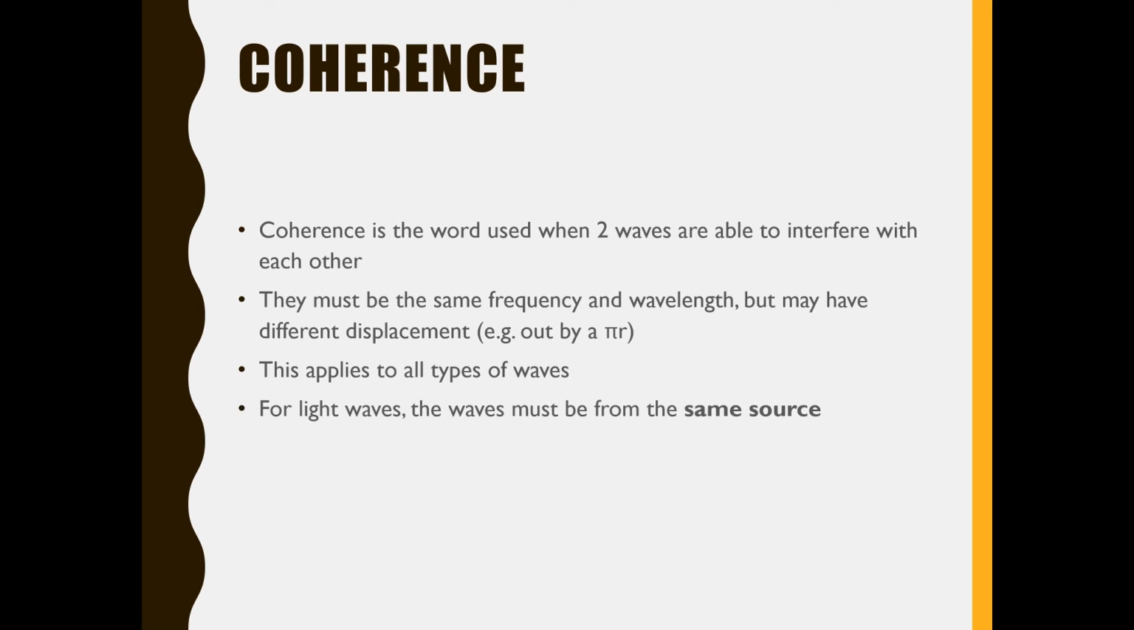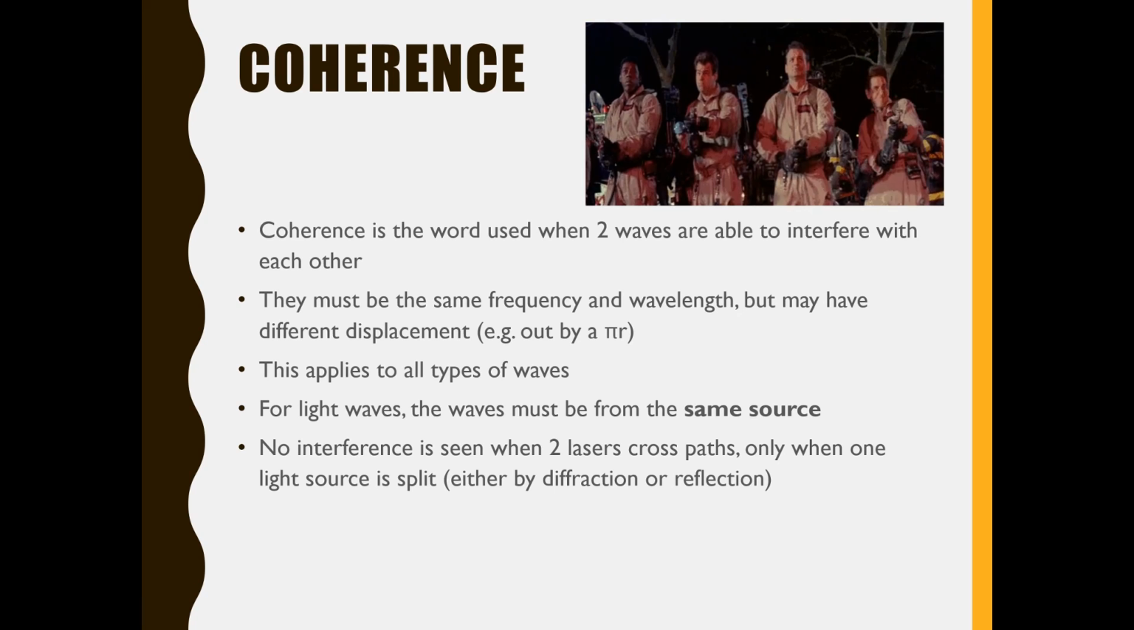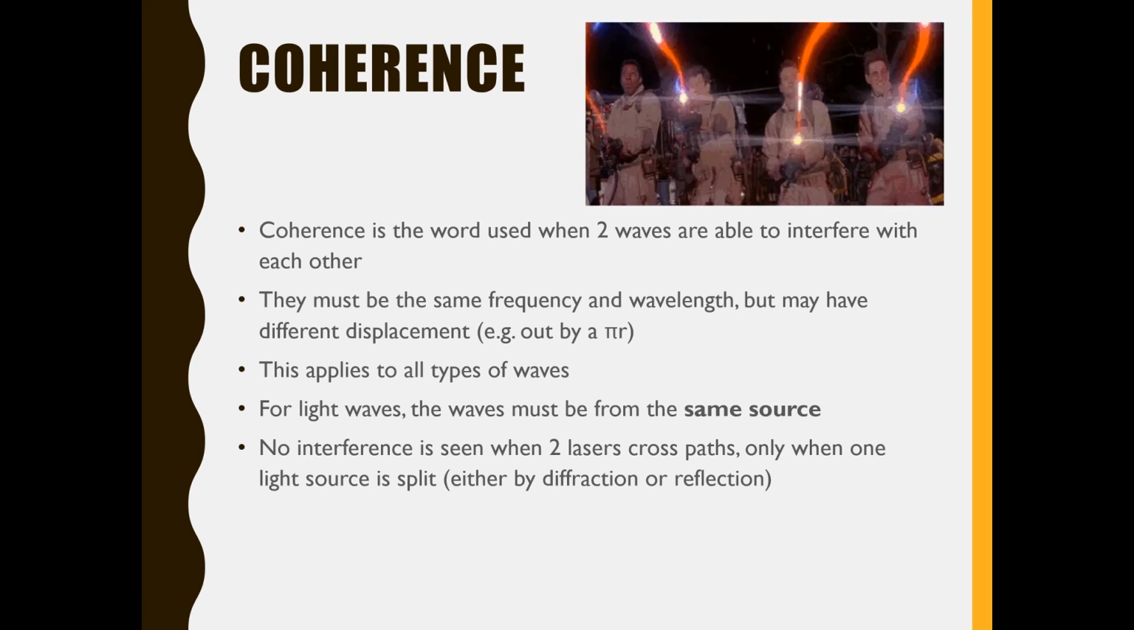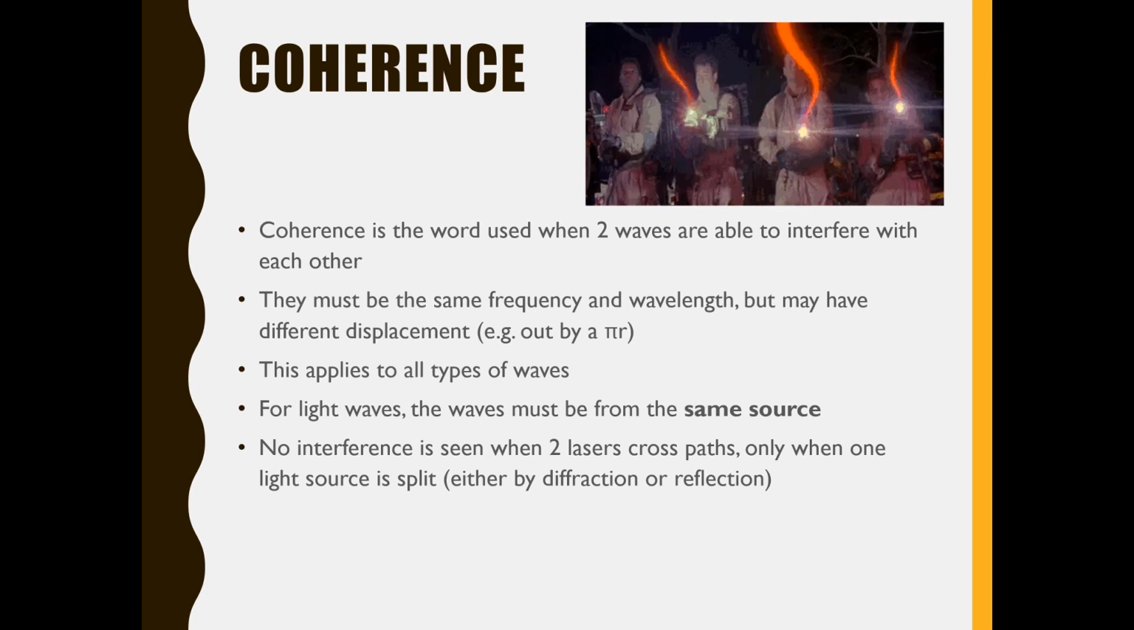So if you took two light waves from the same source, then you can have coherent light. They will interfere with each other and you'll get a pattern. However, if you get two different sources, two different lasers, and you basically shine them at each other, there's no pattern observed because those two lasers aren't coherent. They're not from the same source. So basically, if you cross the streams of those two lasers, nothing actually happens.